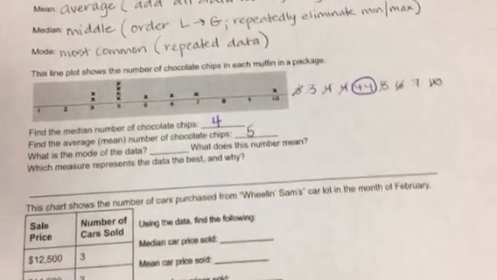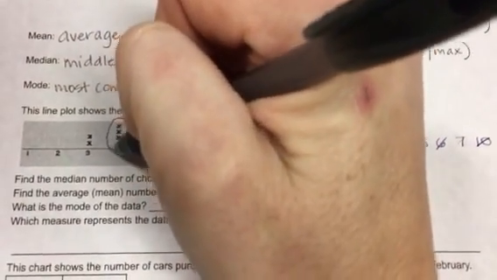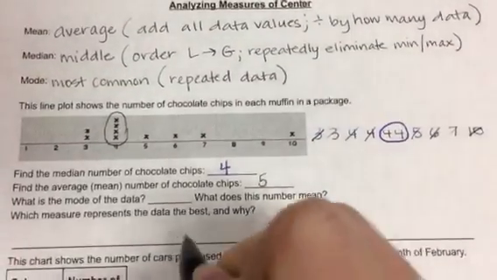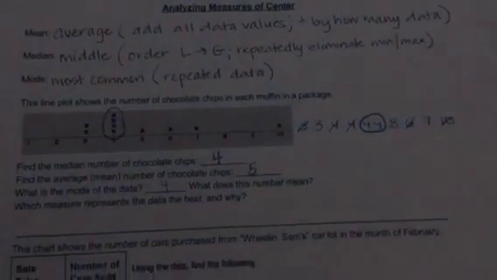Then it says find the mode of the set of data. I can do that by looking at the graph. I see very clearly that this is the tallest representation of the data. So the mode is 4. And it says, what does this number mean? This number is a representation of the most common number of chocolate chips. So this is the most common number of chocolate chips, and I'm abbreviating.